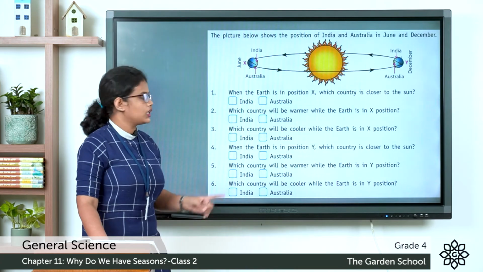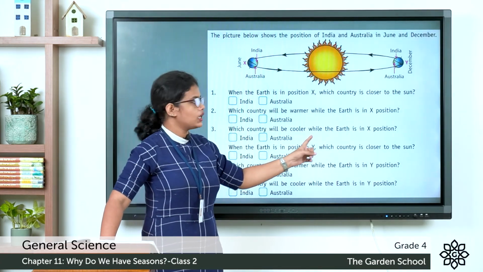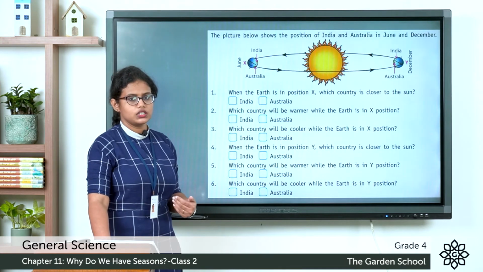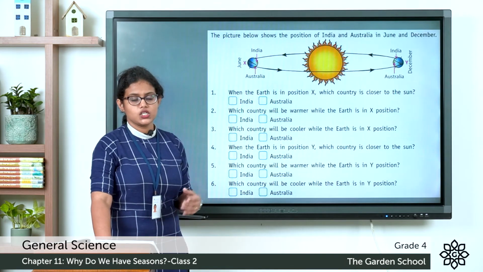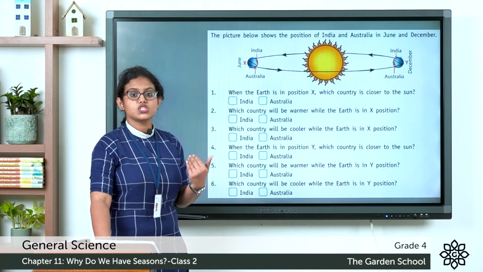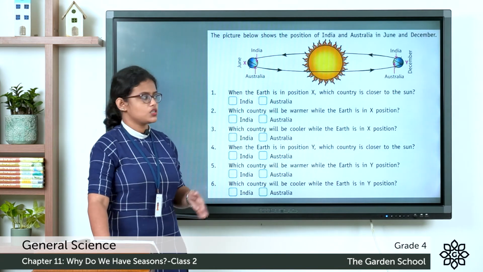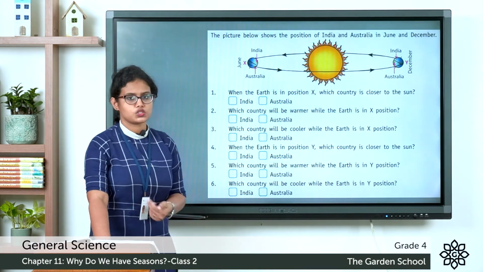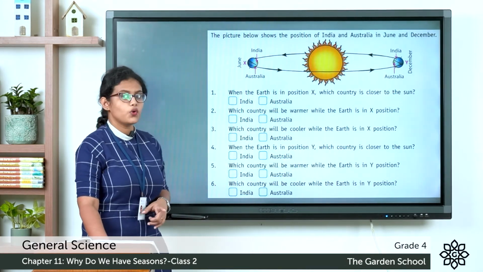See the third one. Which country will be cooler while the earth is in X position? So which part? Then it will be Australia. So Australia will be slightly away from the sun. So it receives less light and heat. So that country will be cooler. So tick Australia.